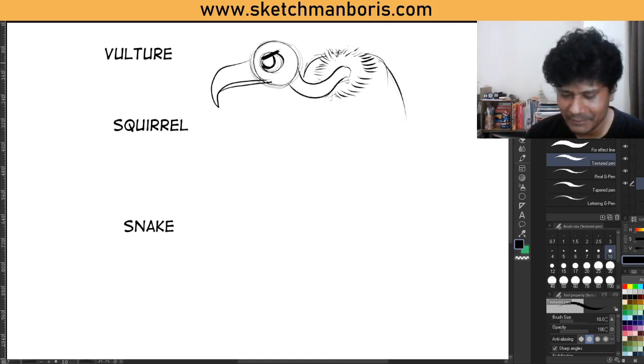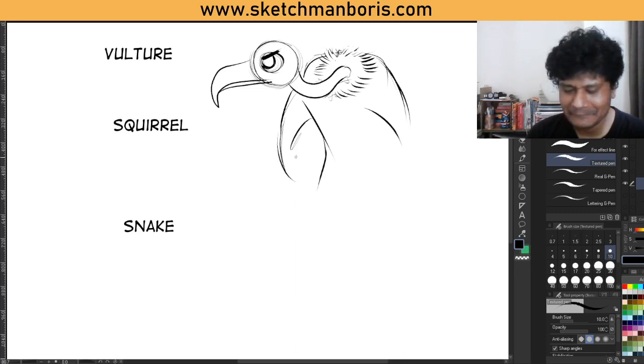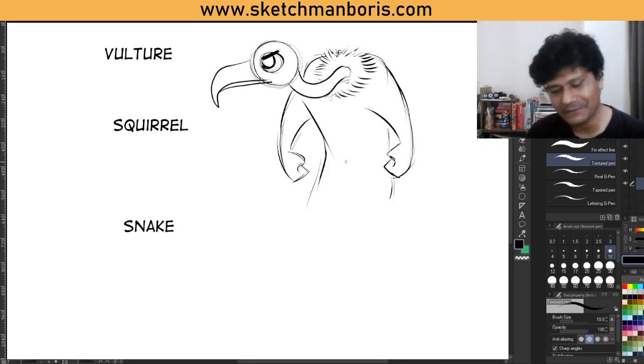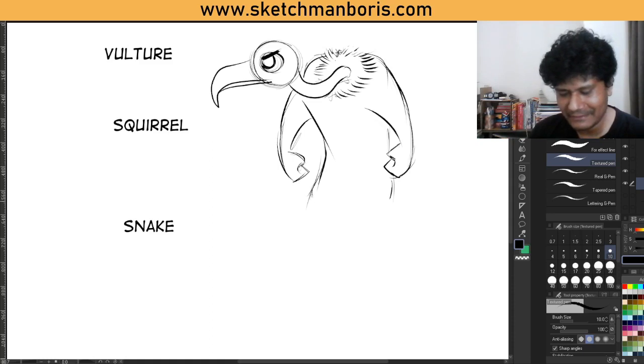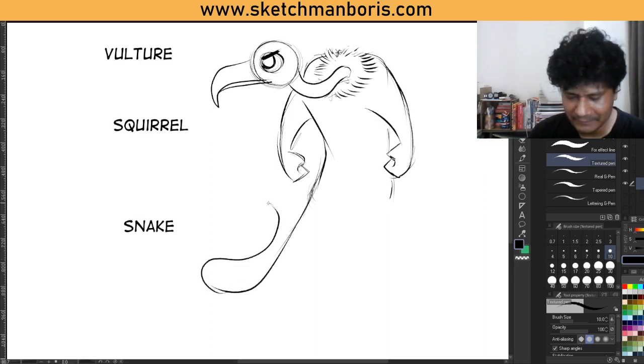Okay, I think squirrel. Maybe I'm going to draw like this, like he's in a fighting stance or something. Also the squirrel's tail, but I did it in another drawing, so I'm just going to, and then it connects into the snake's tail, right?